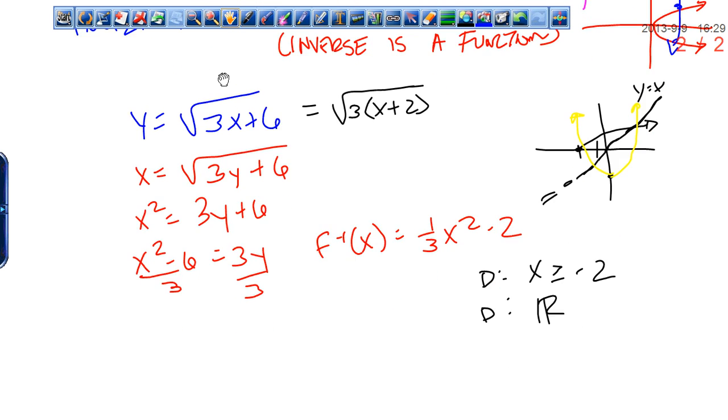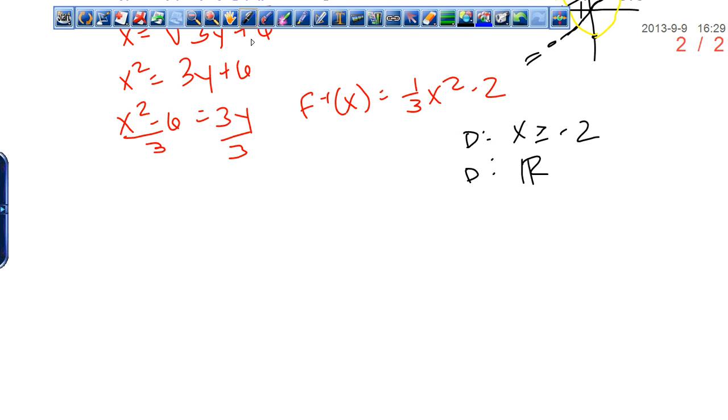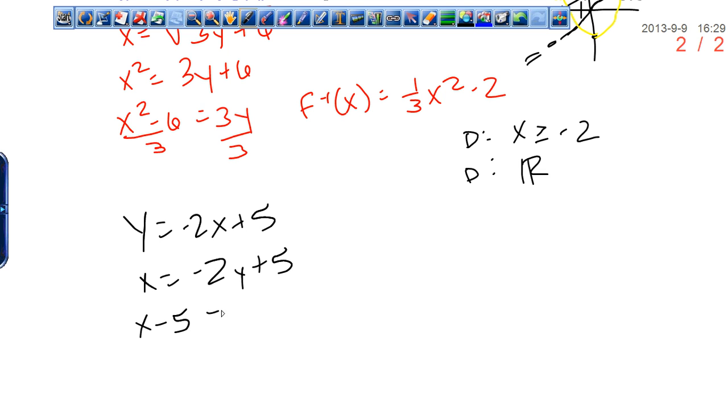The other example is a little easier because of lines. The equation is y equals negative 2x plus 5. So switching x and y first, moving 5 over, and dividing by negative 2. And so y is going to be negative 1/2 x plus 5/2.